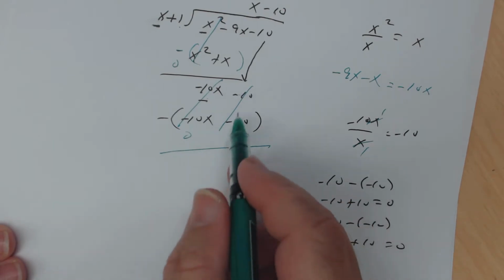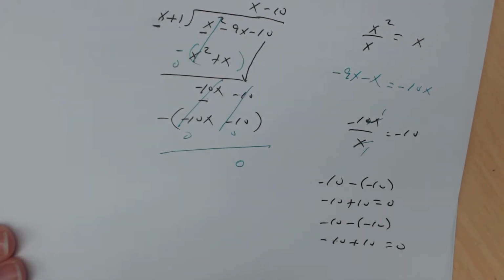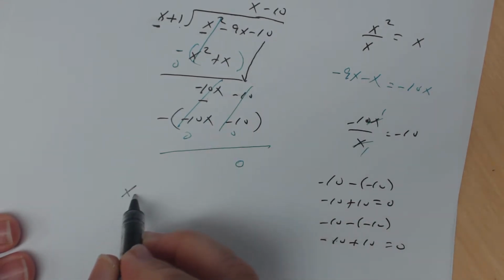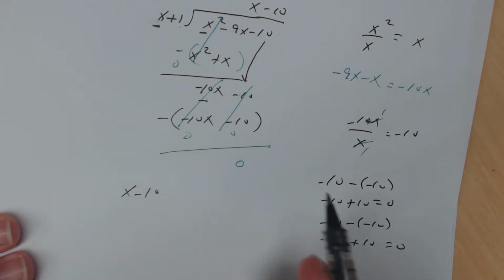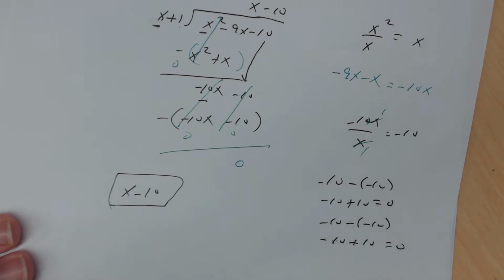So that means my remainder is 0. And so the answer then will be your quotient. And since the remainder is 0, you're done. This is your answer, x minus 10.